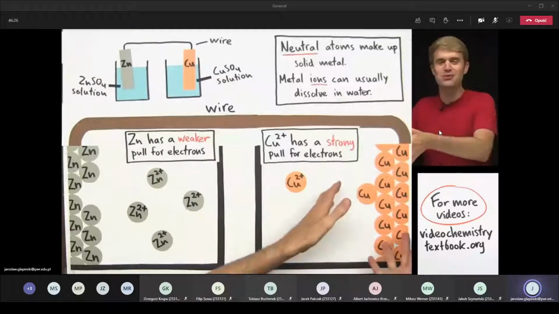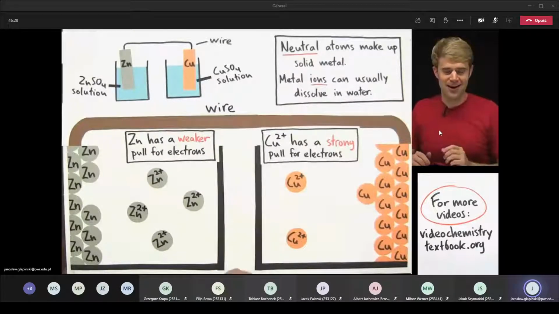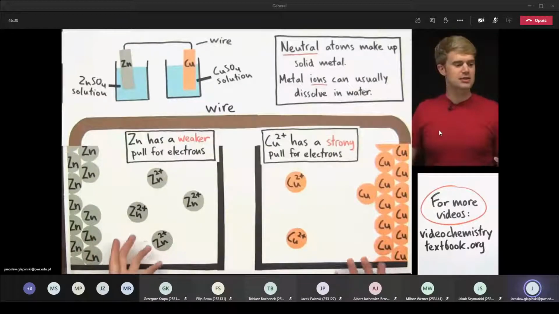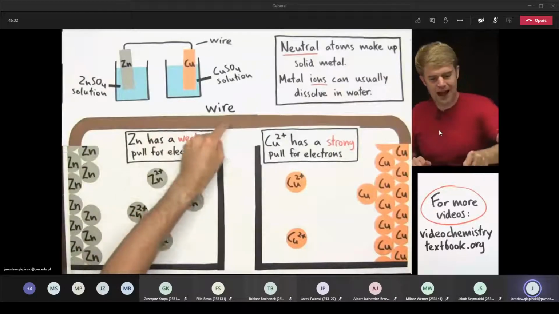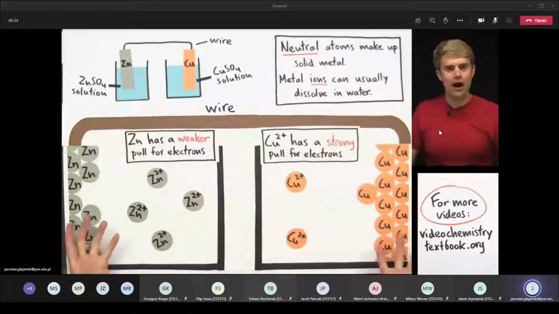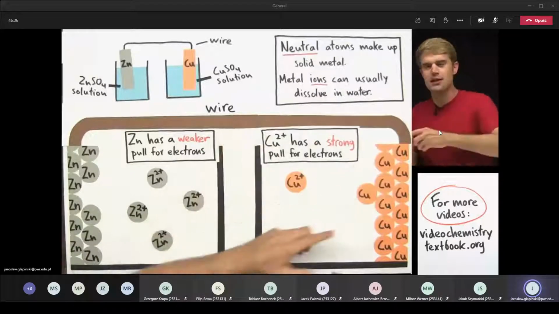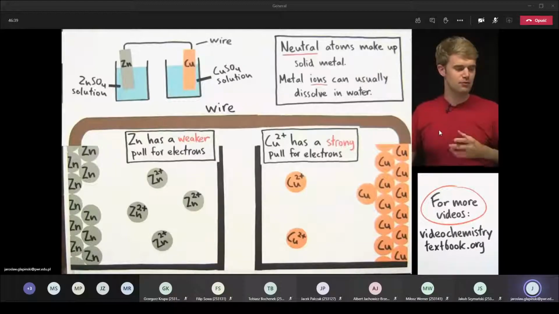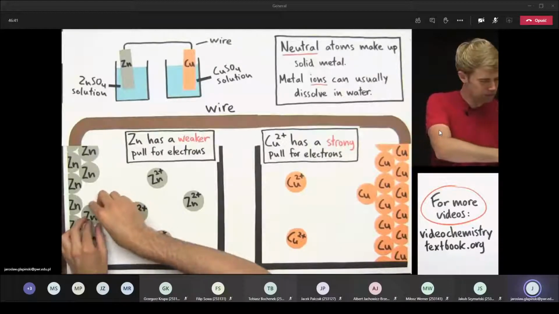Okay? So that's what happens to the copper. Now notice that for this whole process to happen, electrons have to move through this wire, and that's where the electricity, the electron movement comes from. Let's see that one more time.